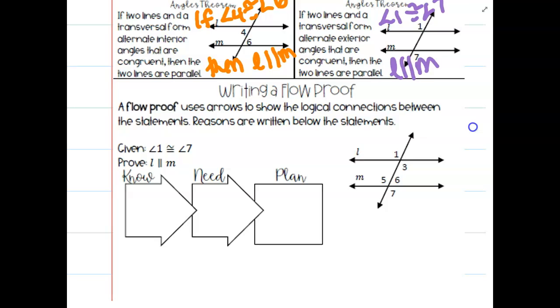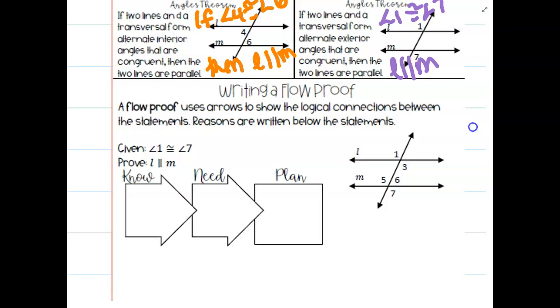So what I like about it is I like the know, the need, the plan, because we kind of did that yesterday. Didn't we, with that proof that we did? I said, okay, what do you guys notice? What's some information that could be helpful? Well, what's our plan? What do we need to know in order to make this proof? Okay, so how are we going to do that? So I like this part, I just don't like the actual proof part.